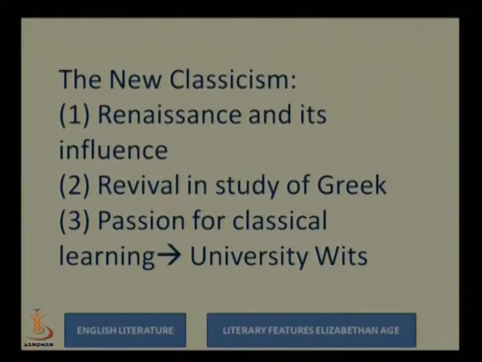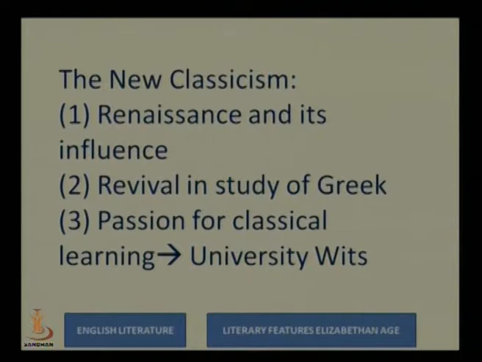As I mentioned earlier, with a lot of people coming to England, with the voyagers coming to England, bringing with them a lot of material, literary material was also brought. And these things definitely brought a very positive impact on the English literature which was produced. Now we call it new classicism.